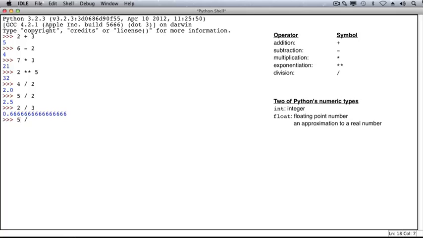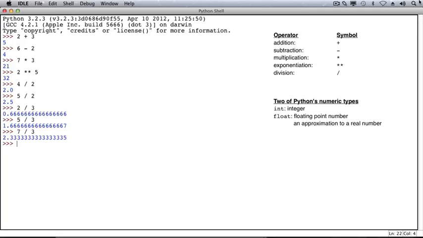Another example would be to divide 5 by 3, and we can see that the result is an approximate result with 1.66666, and the last digit is actually a 7. Similarly, 7 divided by 3 gives 2.33333, and the last digit is a 5. 7 divided by 3 is floating point division, and since floating point numbers are approximations to real numbers, there's some imprecision, and that's what we're seeing here.